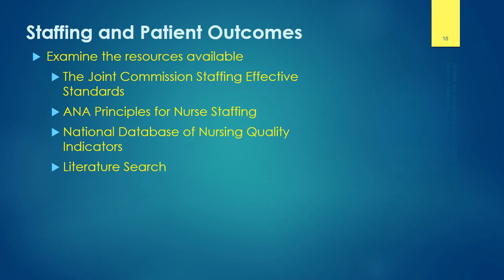Adequate staffing supports positive patient outcomes. It's important to examine the resources that are available to provide guidance for staffing. There's a Joint Commission Staffing Effectiveness Standard, as well as the ANA Principles for Nurse Staffing. The NDNQI, or the National Database of Nursing Quality Indicators, also has a model. And you can do a literature search.